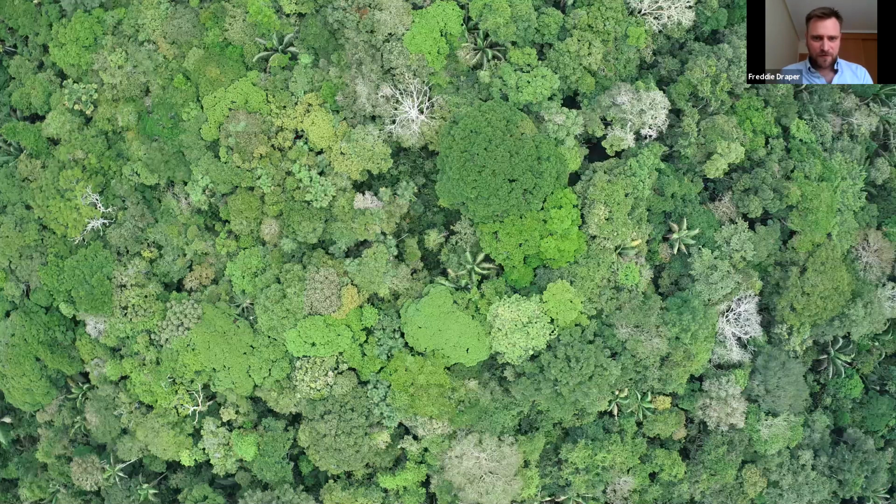So instead of seeing the forest on the ground, we have an image like this. This is taken from a drone, and we have about 2 centimeter resolution here, and we can see lots of detail and lots of tree crowns, but it's still just a fraction of the species that are dominating this system.